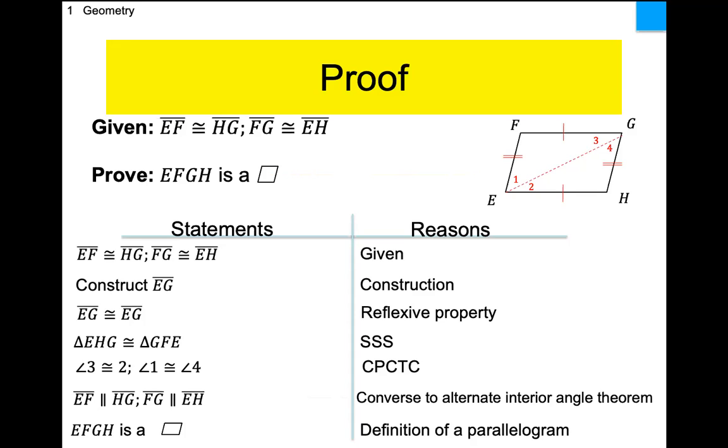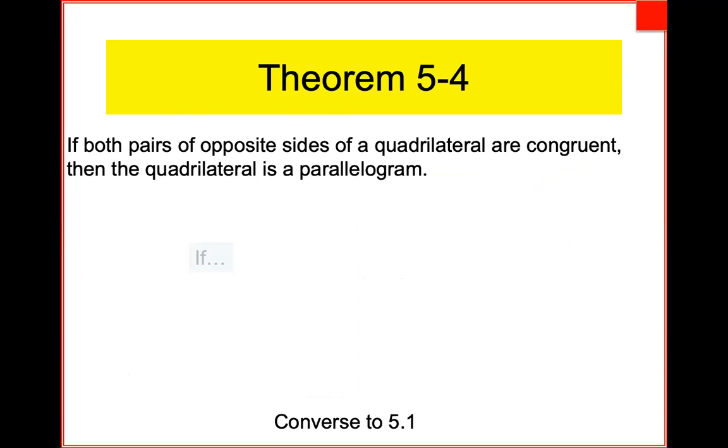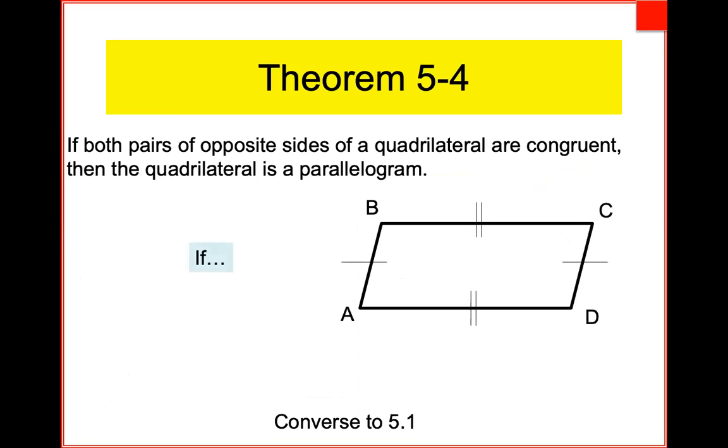What did we just prove? That if opposite sides of a quadrilateral are congruent, then it is a parallelogram. So this is going to be number 2. This is theorem 5.4. It's the converse to 5.1, and it says that if you have a quadrilateral where opposite sides are congruent, then it's a parallelogram.